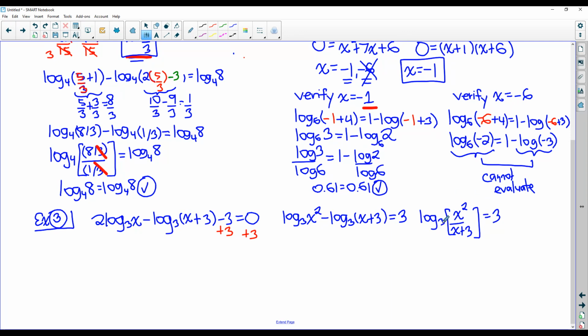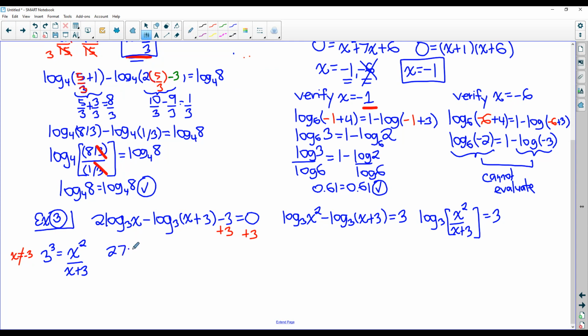So if you take this equation and convert it into exponential form, it would be this base to the power of the number on the other side. So that would be 3 cubed is equal to x squared over x plus 3. And I'll just make a quick note right here. There is a non-permissible value, which is x cannot be equal to negative 3 for that denominator.